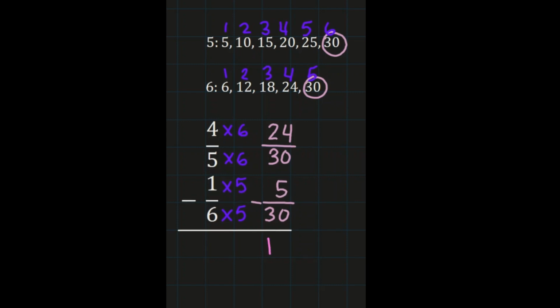I've got a common denominator, so now I can just subtract my numerators. 24 minus 5 is 19. My denominator of 30 remains the same. They don't need to simplify, so 4/5 minus 1/6 is 19/30.